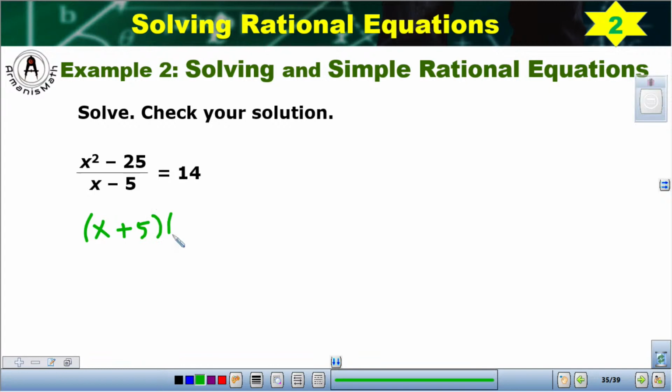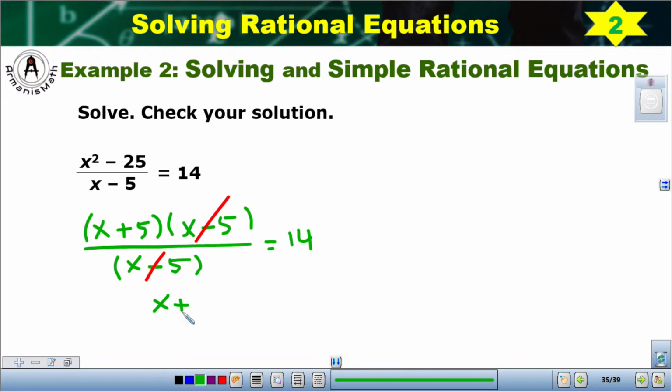By the way, it doesn't matter which one you start with. X minus 5 divided by x minus 5 equals 14. Well, again, x plus 5 equals 14. X equals 14 minus 5 is how much? 9. Thank you.